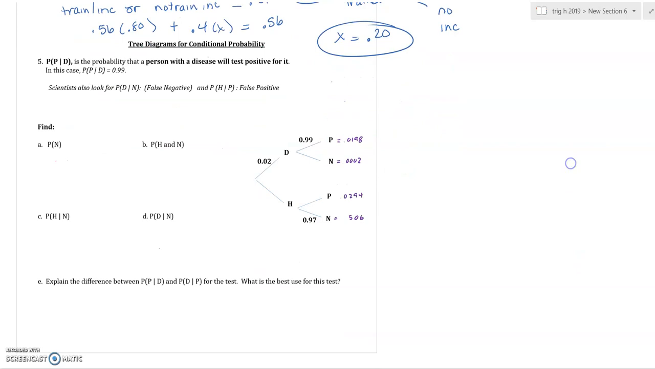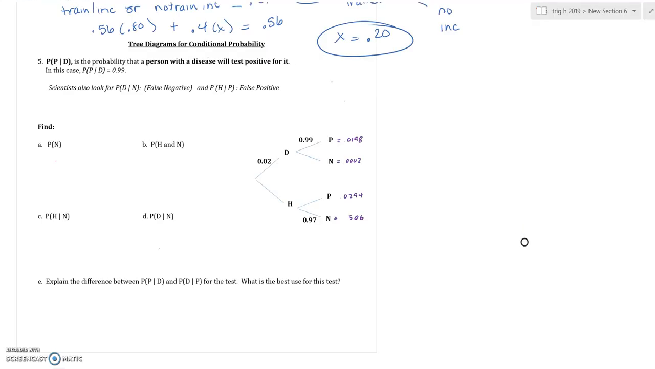Okay, last example, a little conditional probability. It says the probability of P given D, that's the probability that a person, given that they have a disease, will test positive, is 99%. So given you have a disease, the test will test positive, meaning the test says yes, you have a disease, 99% of the time. But again, there are false negatives and false positives.